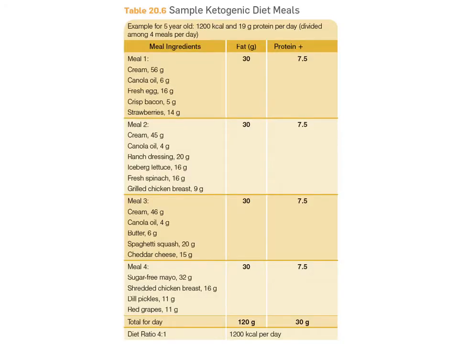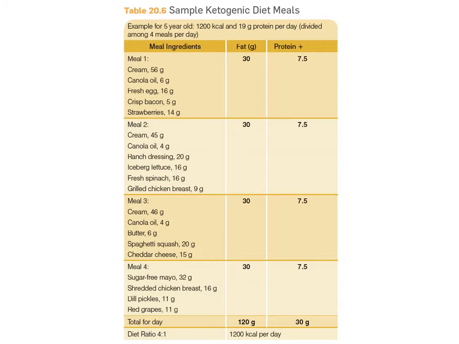And so here you can see a sample ketogenic diet meal plan. This is for a 5-year-old with a 1,200 calorie diet, 19 grams of protein per day. And so this is 4 meals. For example, breakfast is going to be bacon and eggs with a small quantity of strawberries, a little bit of canola oil and cream.